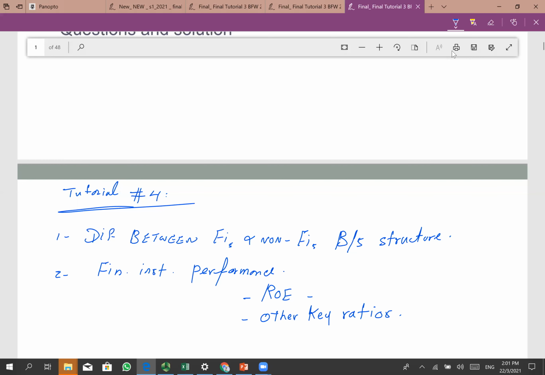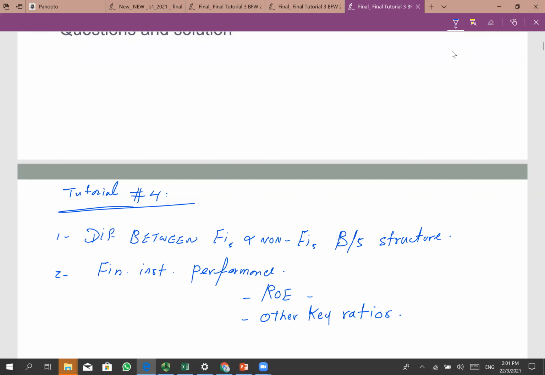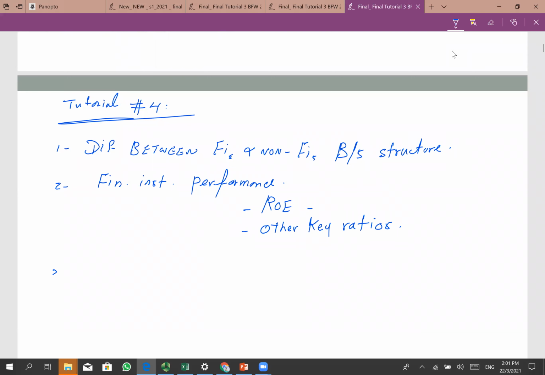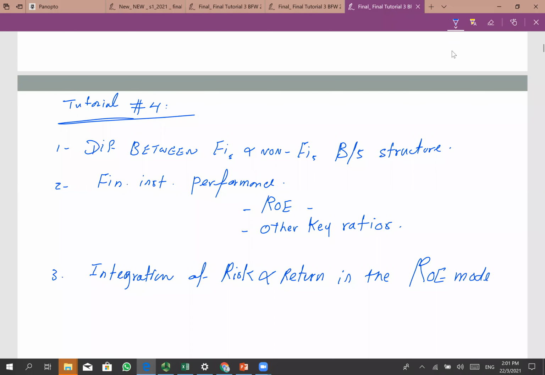And in number 3, which is the most important thing, the integration of risk and return in the ROE model, or what we call the DuPont model. You can sometimes call it the DuPont model.